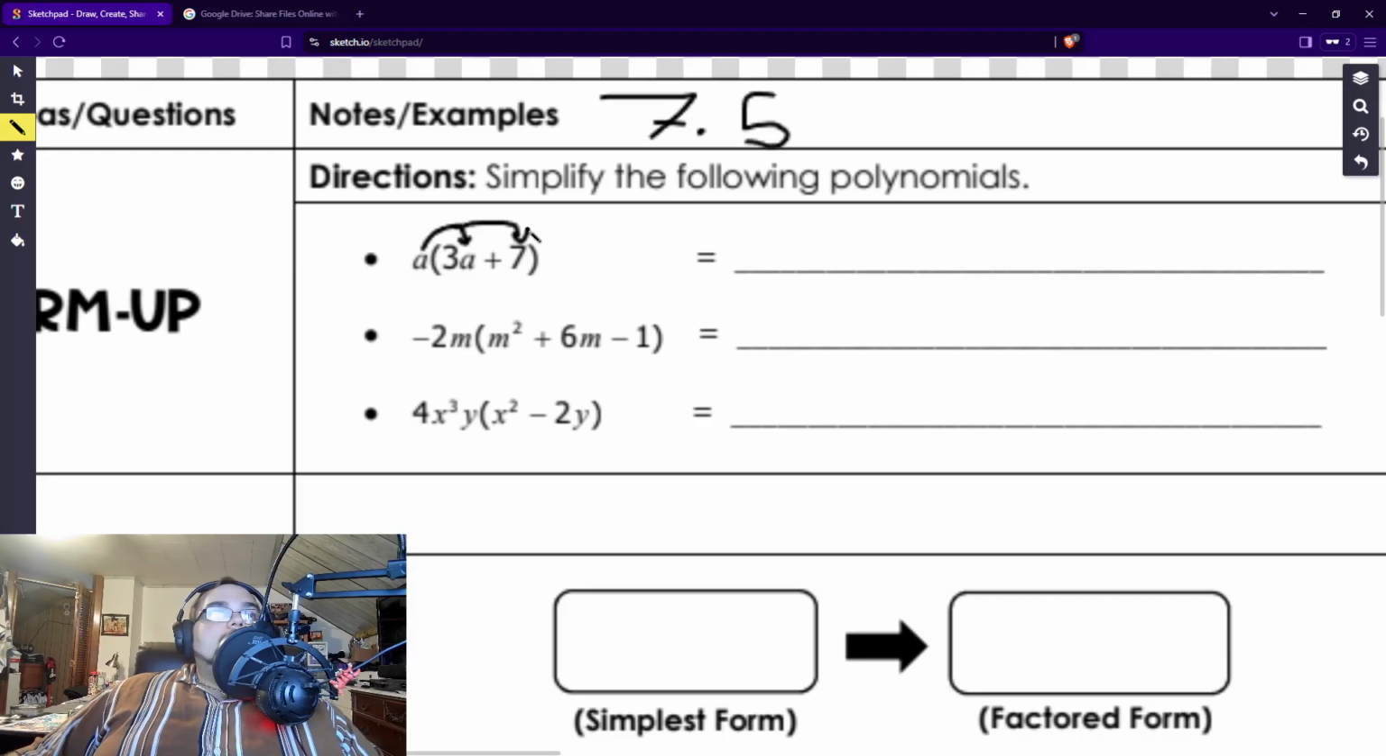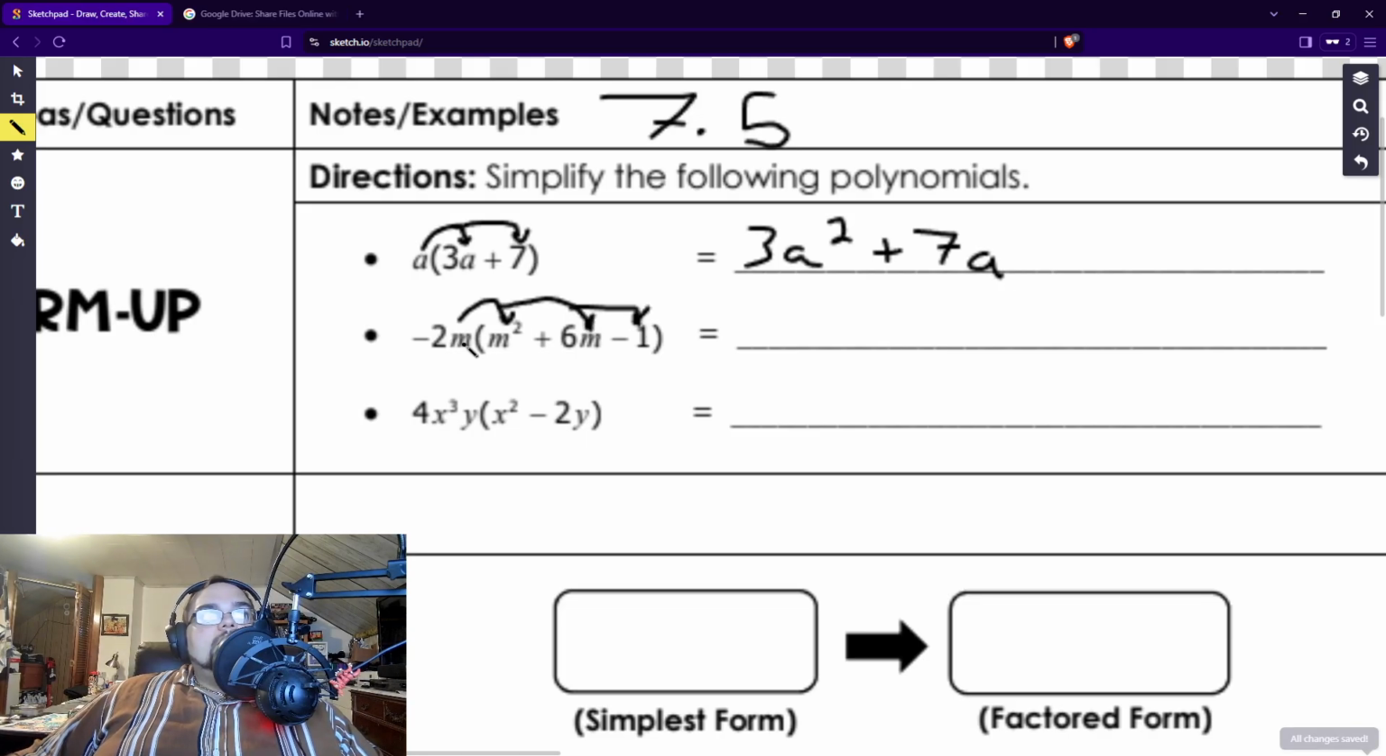And if you remember how we simplify, we just distribute. So we have a times 3a. You get 3a squared. We have a times 7, so that'd be plus 7a. Same thing with this one right here.